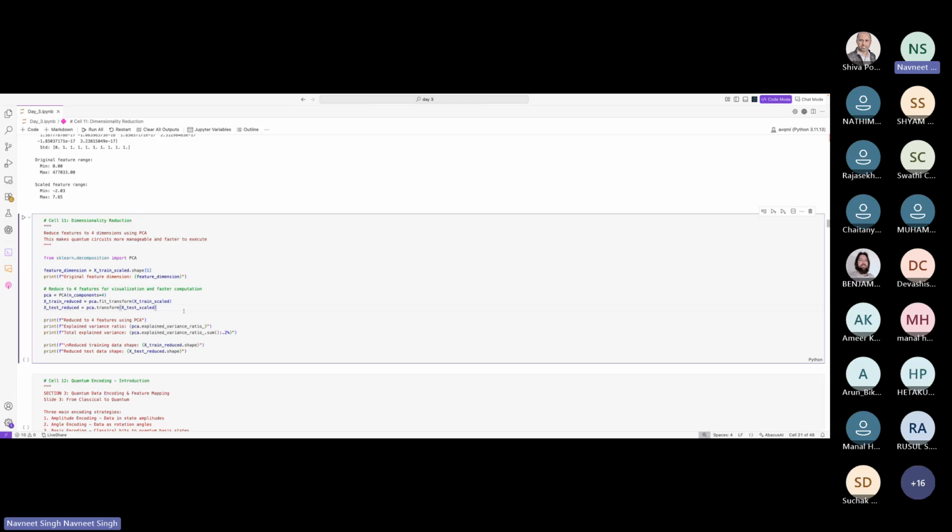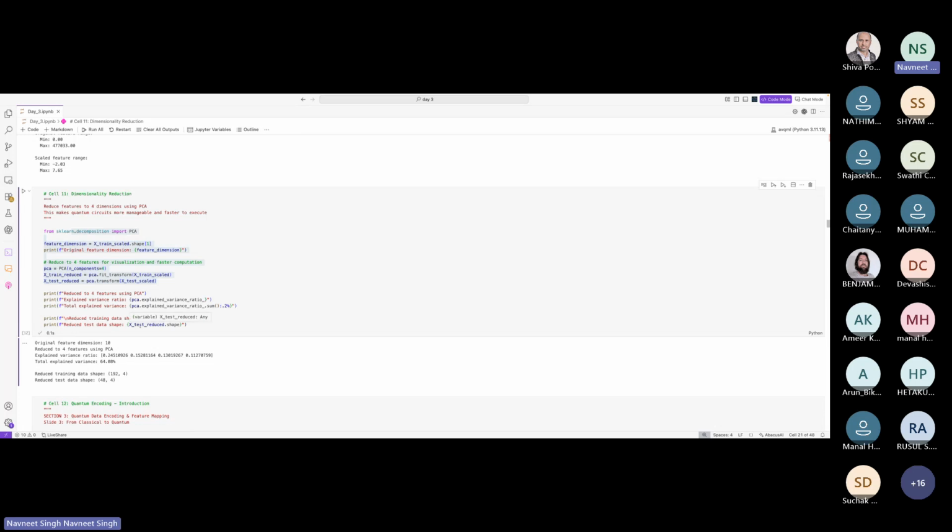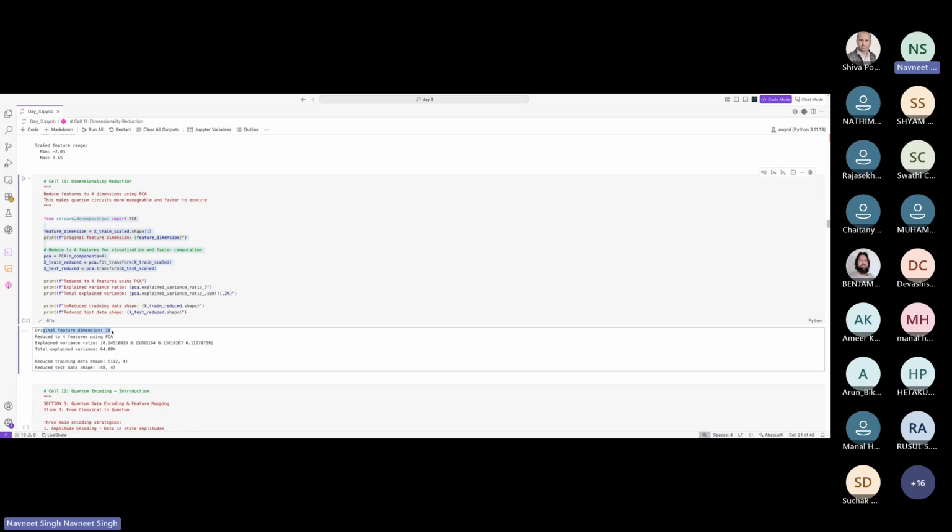Nowadays people are starting to use autoencoders for this, and sometimes they perform much better than this. But this is the least complex thing you can do, so I have used this. The original data has 10 features, so we reduce it to 4. Now the transformed data has a shape of 192 comma 4. That means 192 rows with 4 columns, and the test data has 48 rows with 4 columns.